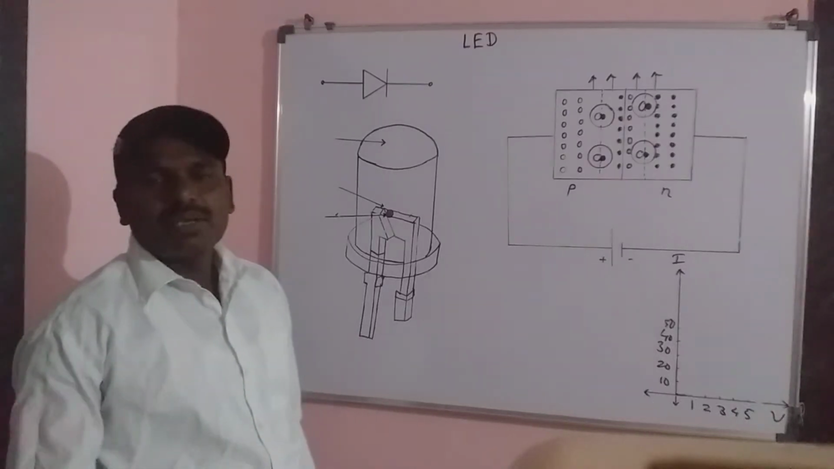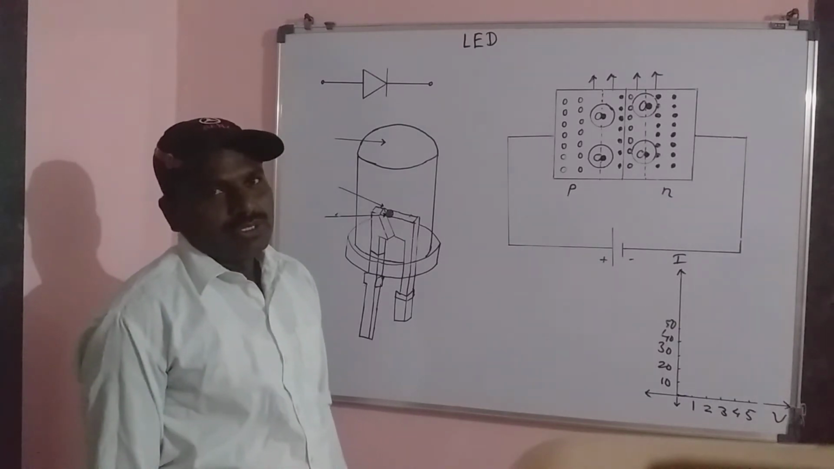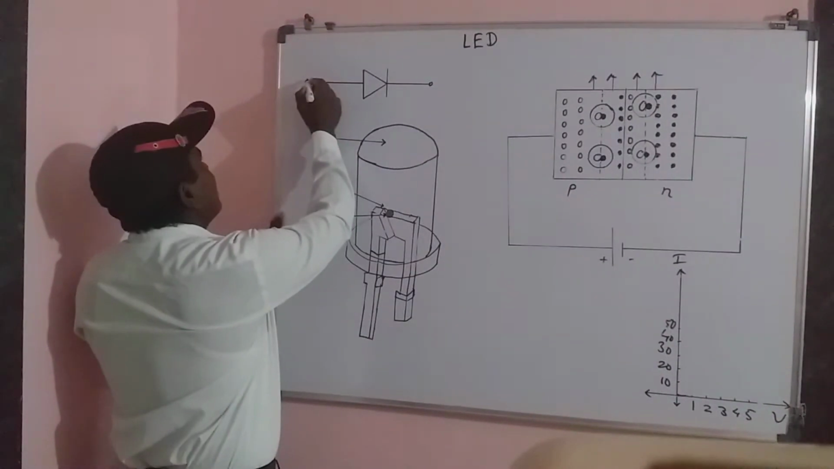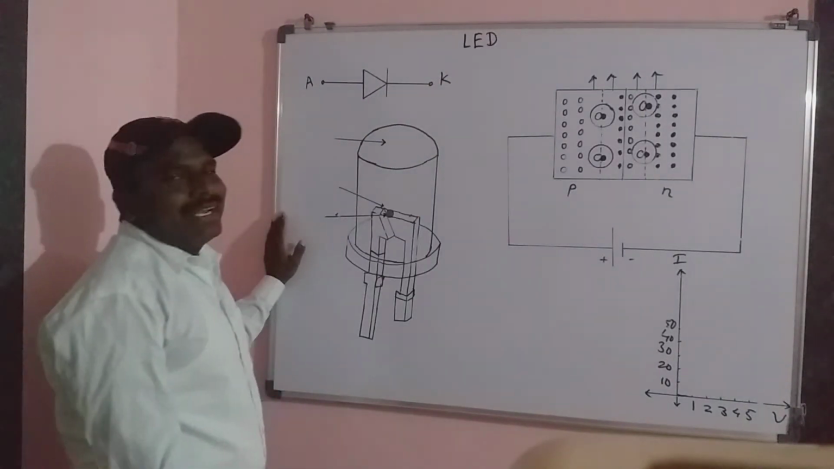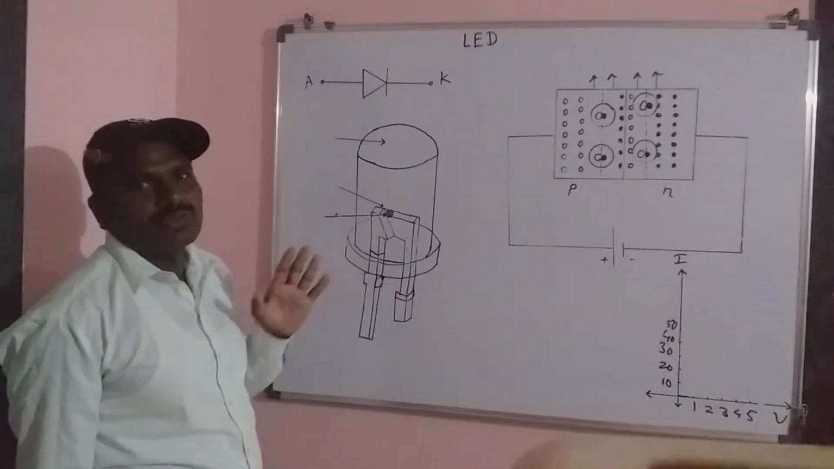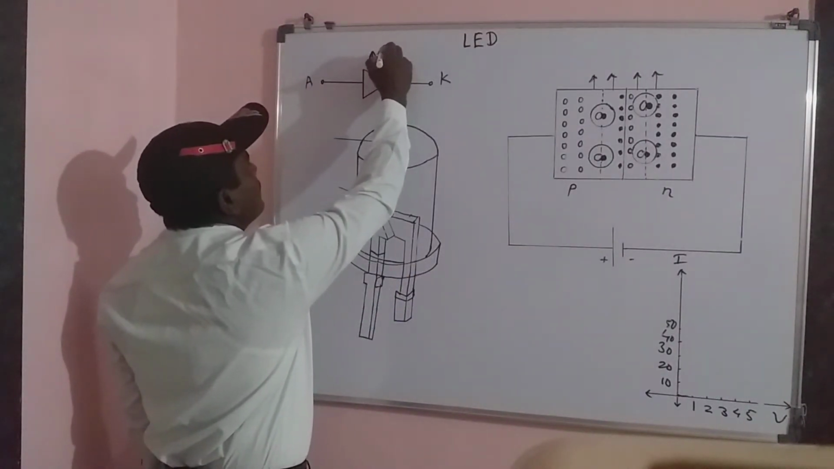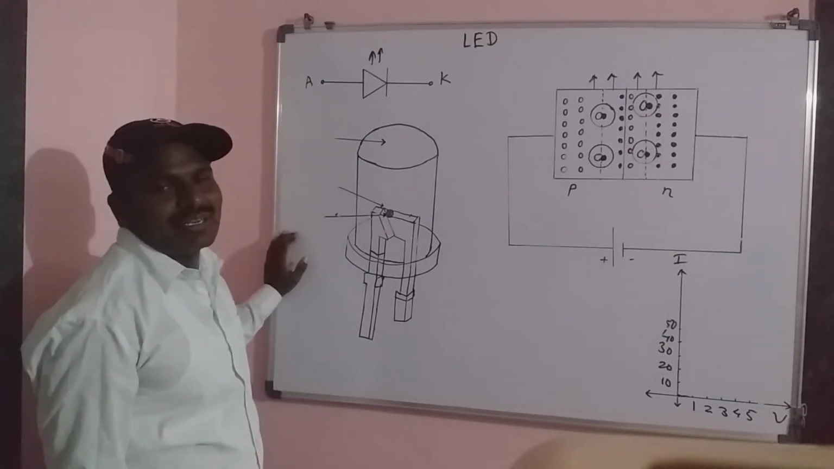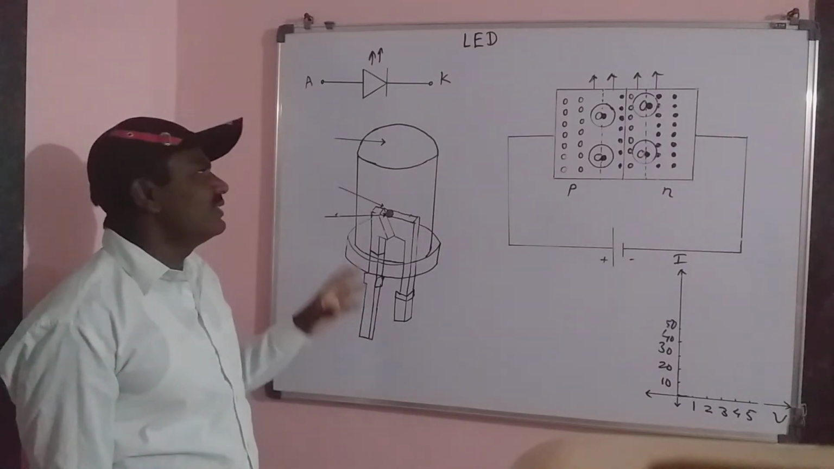Hello friends, today we are going to learn about the next diode, that is the light emitting diode. This LED is called a light emitting diode. In it, this terminal is the anode and this terminal is the cathode. An LED emits light when a larger forward current passes through it. When we look at the symbol, the arrows of light go away from that diode.